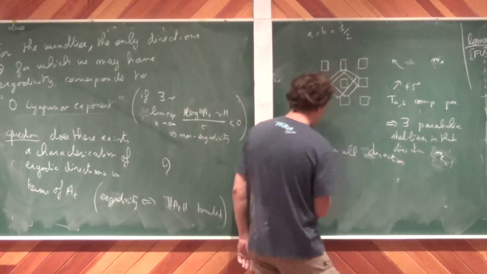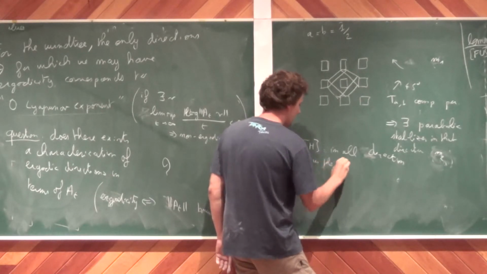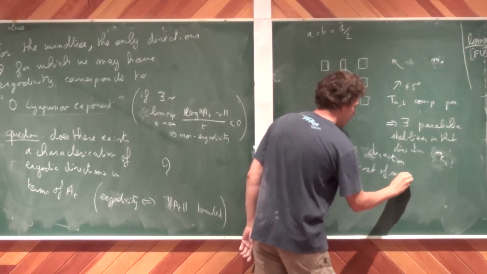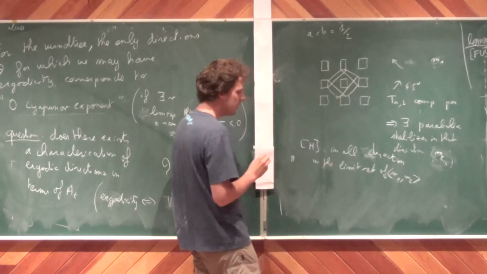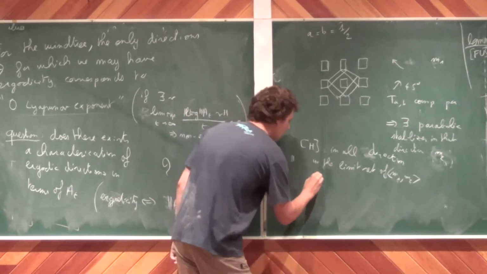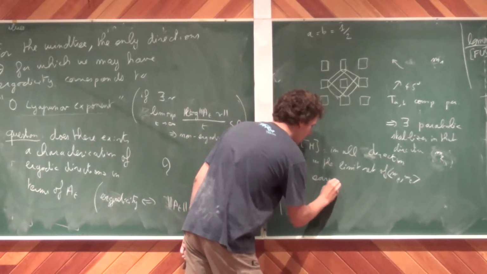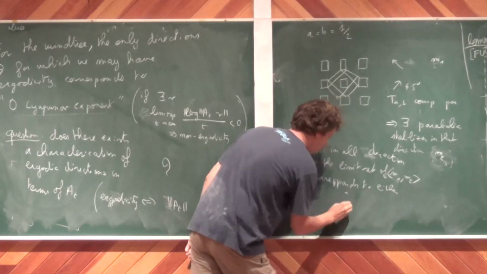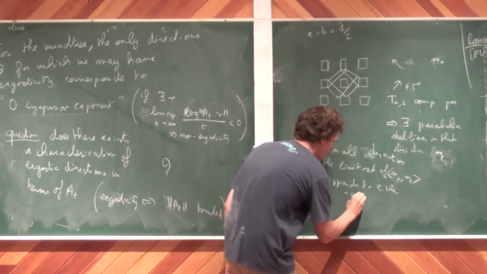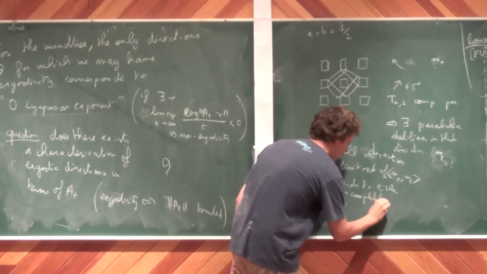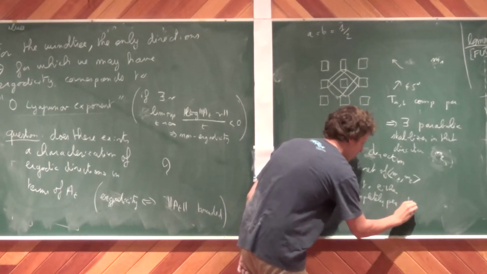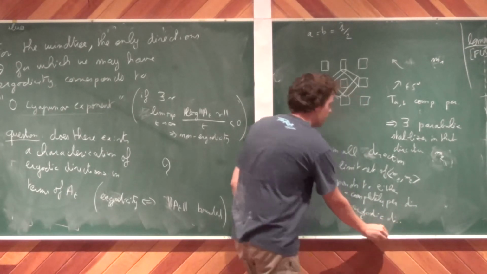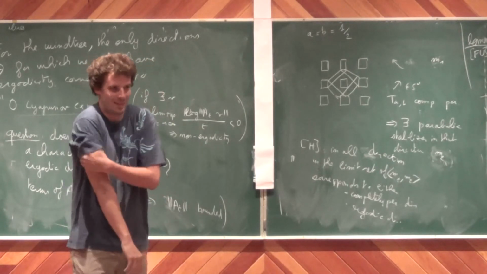Directions in the limit set of M1 and M2. So this is a group generated by two parabolic elements. The limit set here corresponds to either completely periodic directions or ergodic directions. Okay.